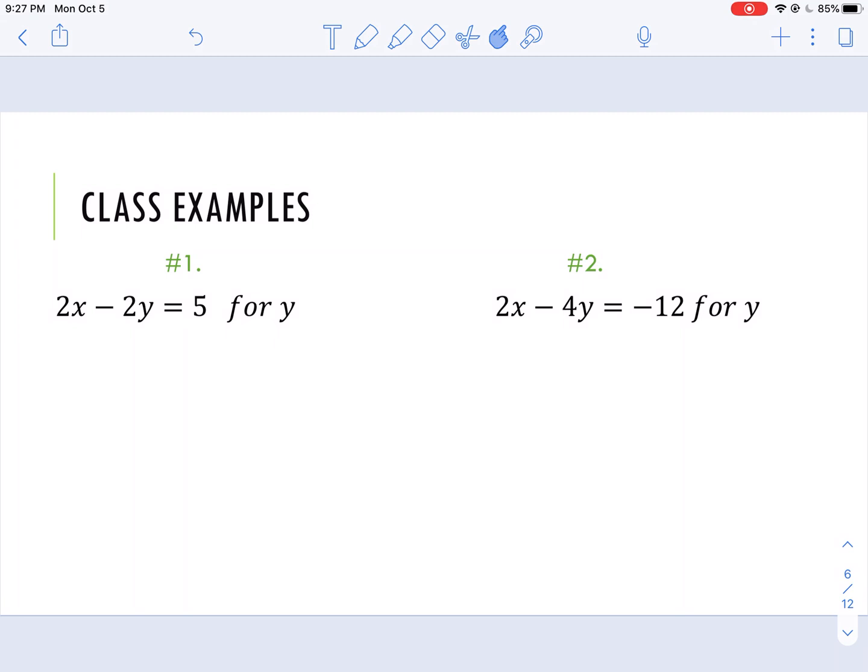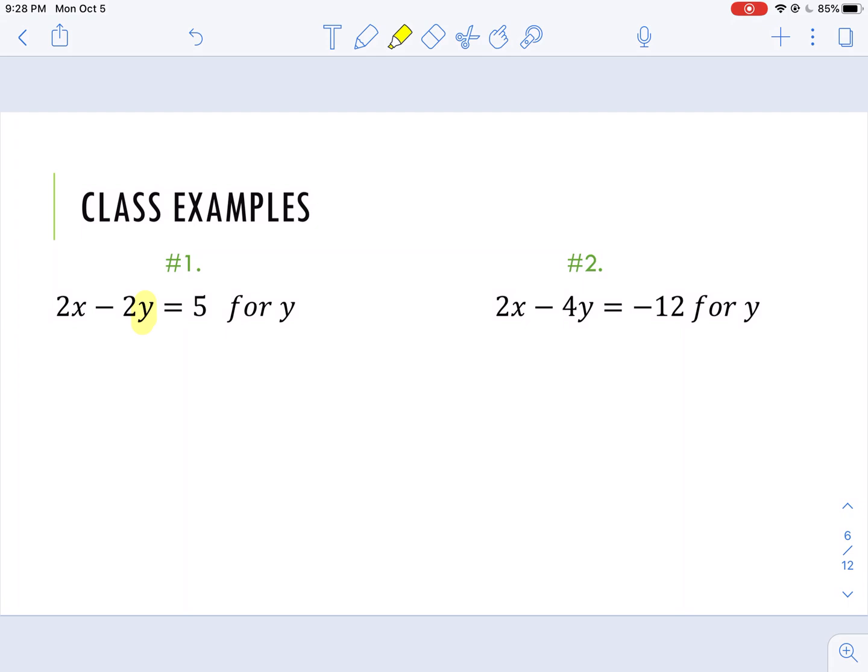All right, in class example number 1, we're going to see the literal equation 2x minus 2y equals 5, and they're asking us to solve for the variable y. So the first thing I'm going to do is take a look at this problem. If I need to, I'm going to underline or bold or highlight the variable y, and I'm going to ask myself, what do I want to get rid of first?